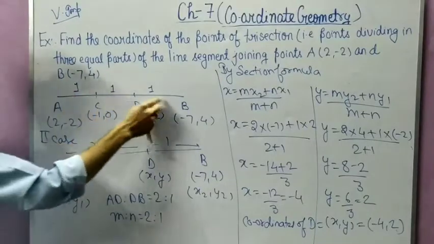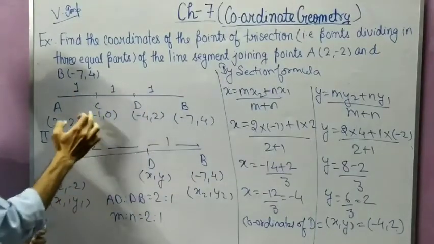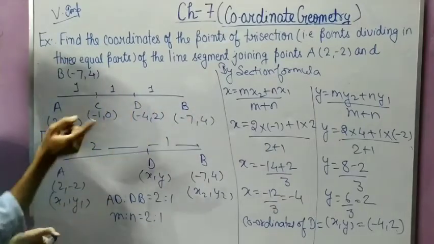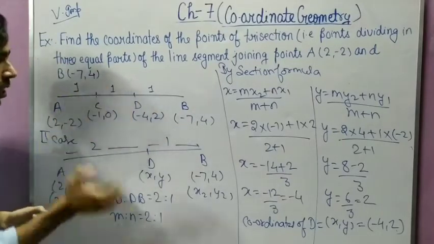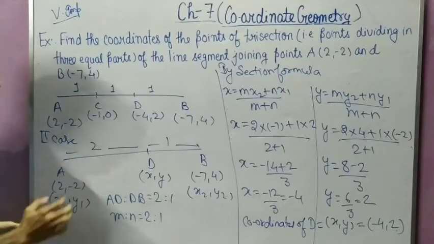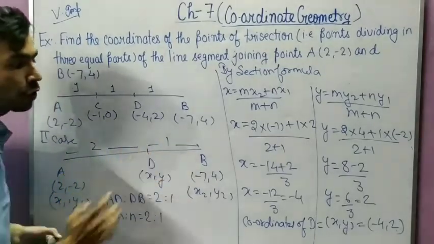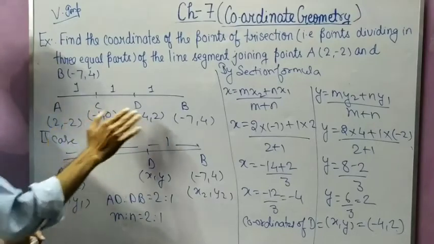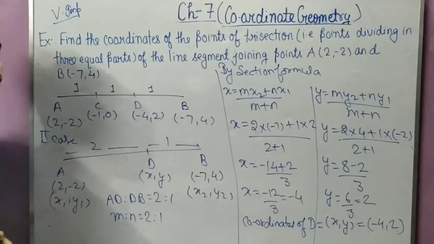So 1:1:1. In the first case I have taken only C, so we have got AC and CB, so their ratio was 1:2. In the second case I taken only D, so in this case ratio is 2:1. Applied the section formula and I got the coordinates of C and D. Okay, so I hope you have understood.